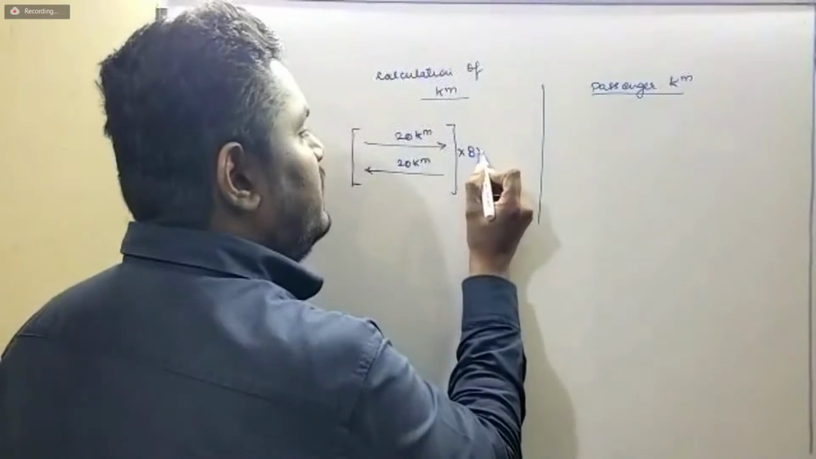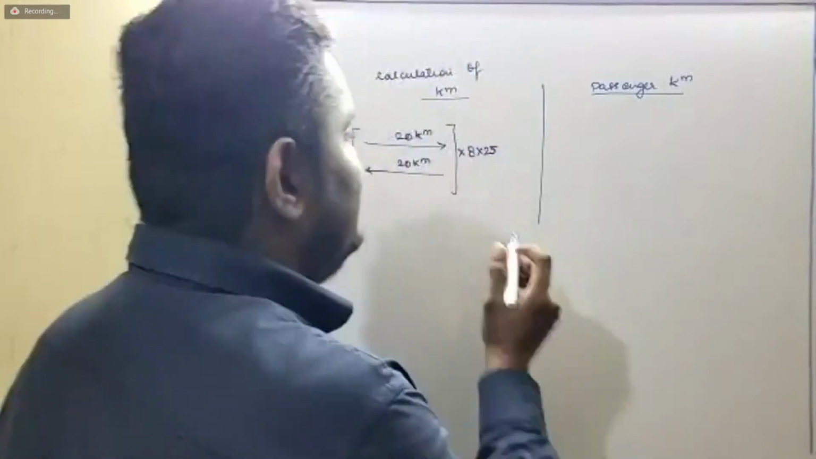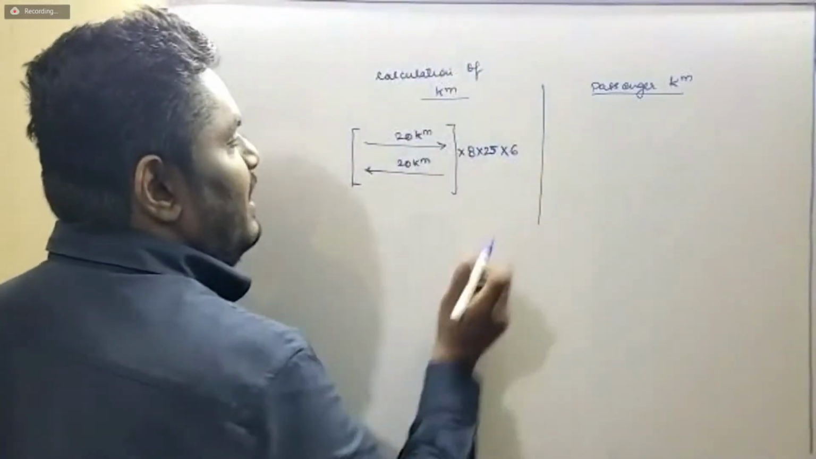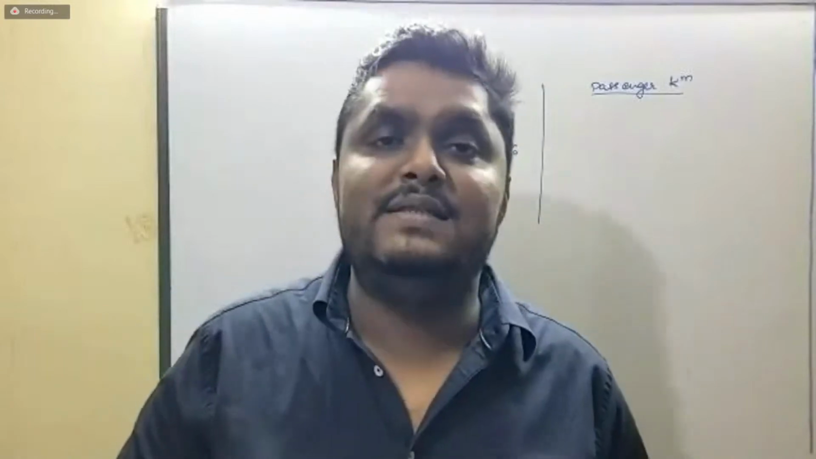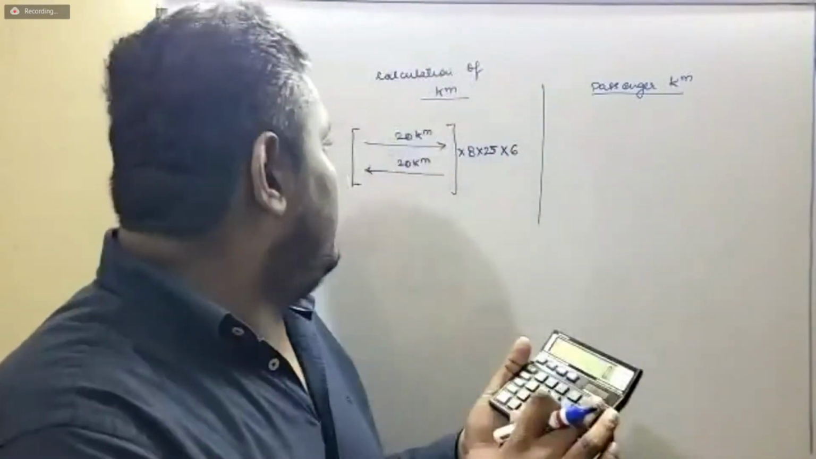For how many days in a month? They are traveling for 25 days in a month. Further, there are how many buses? There are 6 buses. I repeat again, हर बस एक ट्रिप में कितना ट्रैवल करता है? 40 kilometers.